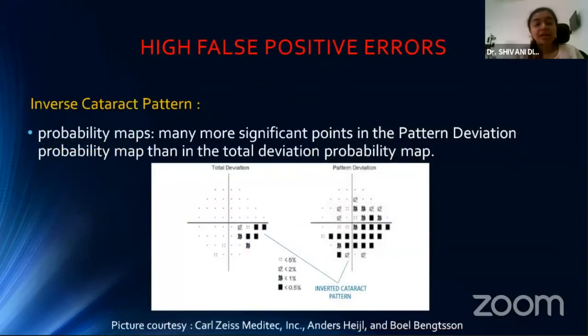We sometimes also get an inverse cataract pattern with high false positive errors. Here, there are more significantly depressed points in the pattern deviation probability plot than the total deviation probability plot.